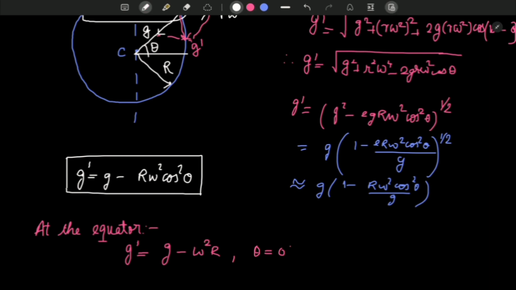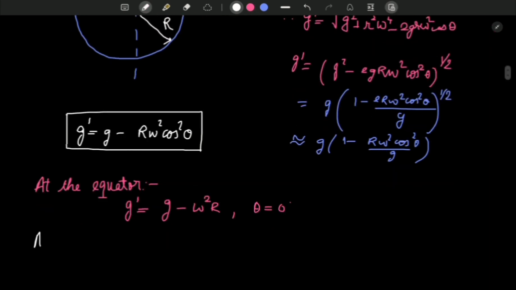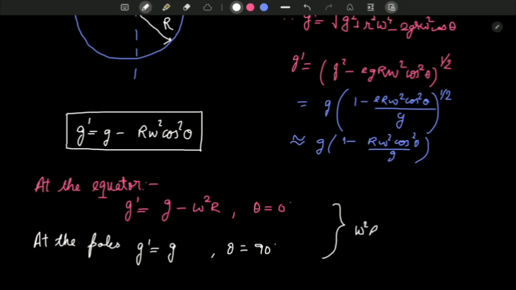And at the poles I can write, at the poles, g dash equals to g, because theta is equals to 90 degree. So at the poles the value of g is maximum, and at the equator the value of g is minimum, and the value of omega square r, this is equals to 0.034, and this value is true for Earth.